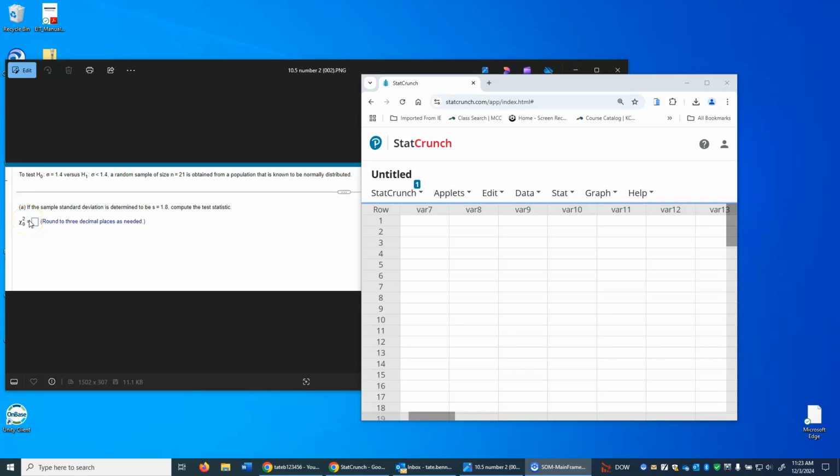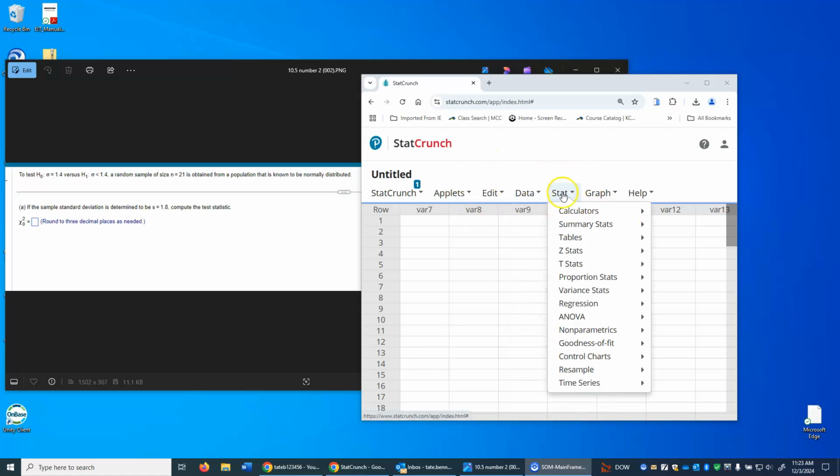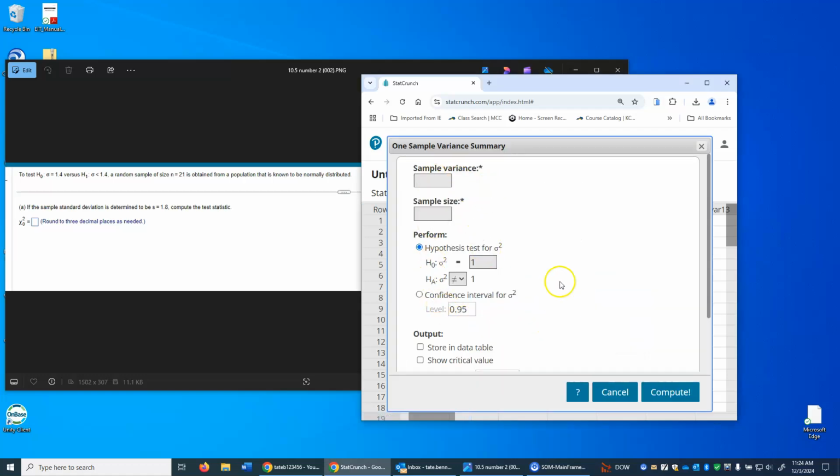So you can do this by hand with the formulas, or you can use technology. I have StatCrunch over here. If you come to Stat, now there's not a standard deviation option here, but there is a variance stat you can do. So you go to Variance Stats, One Summary, One sample with summary. Okay, and so you just input this information and it'll apply the formula for you.